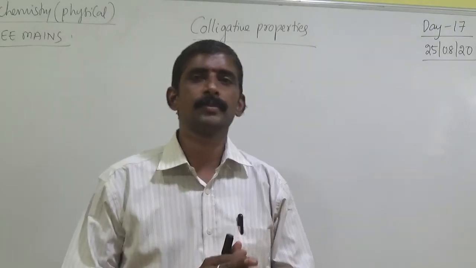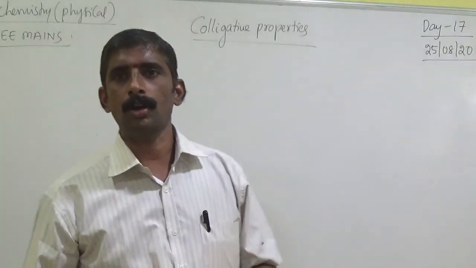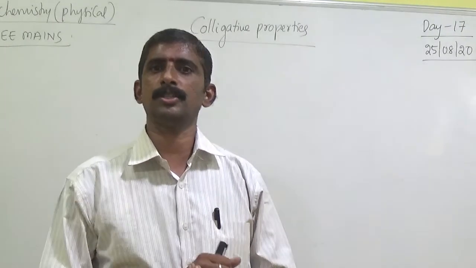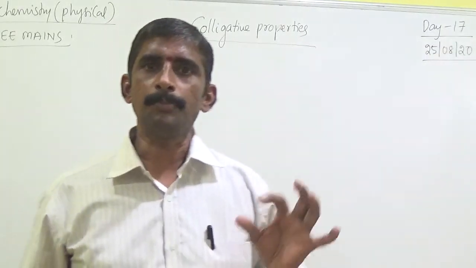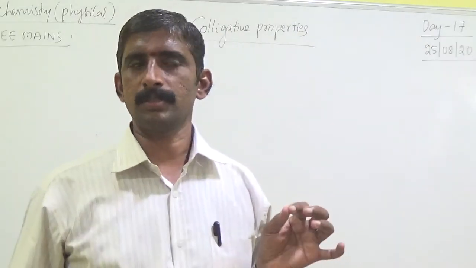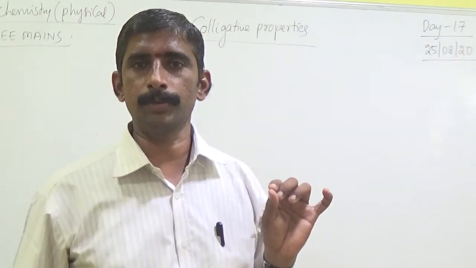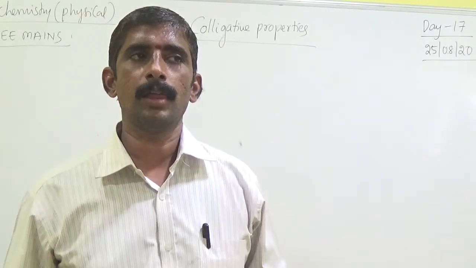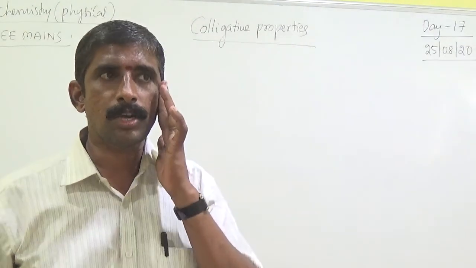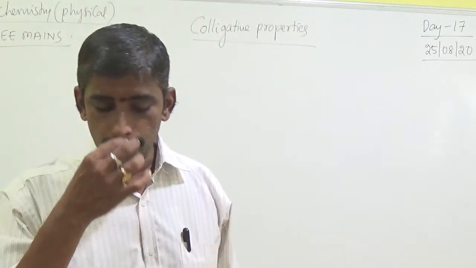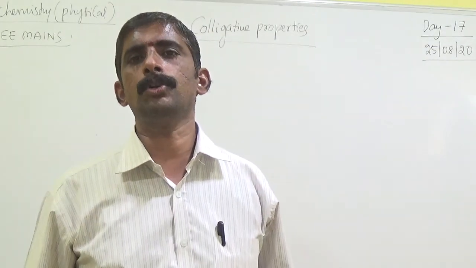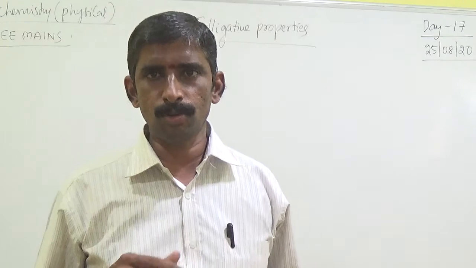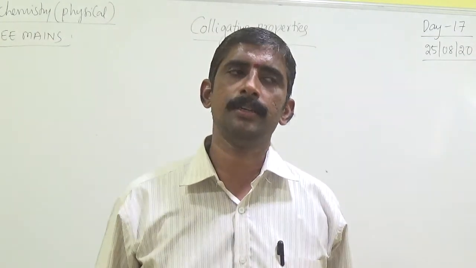Now, continuation of colligative properties. Before class I explained osmotic pressure. Nice concept. In objective exams and from the intermediate exam point of view, osmotic pressure is very important. So osmosis and osmotic pressure, one formula will be enough. Osmotic pressure has a simple formula: pi equal to CRT, or pi V equal to nRT.